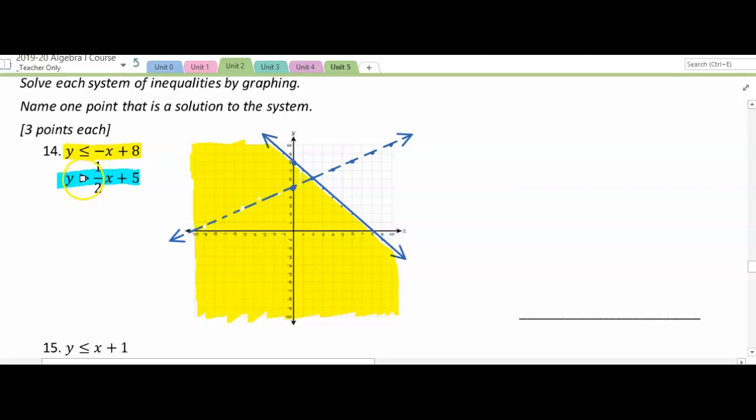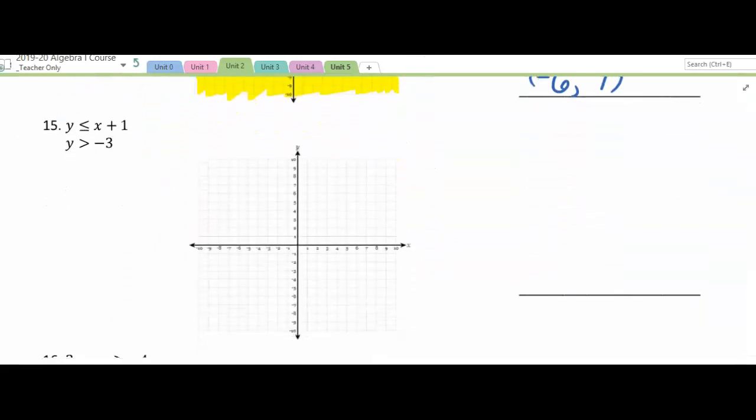I also need to shade above the line because it's greater than, which would be this area, above my line. Now I need a point that's in the solution. In other words, a point that's in the green region. I'm going to pick this point. That's the point (-6, 7). But a whole lot of answers would work in that green solution area.